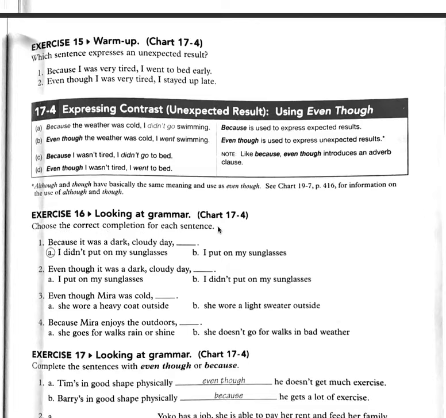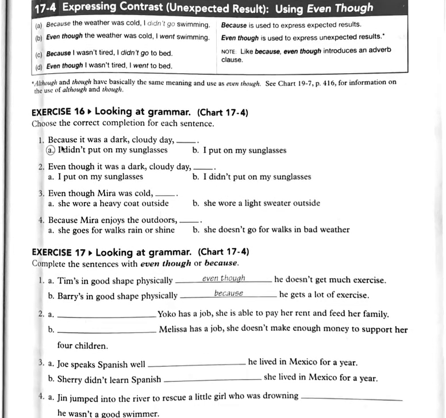Choose a correct completion for each sentence. Okay? Because it was a dark, cloudy day, I didn't put on my sunglasses. That's expected. You don't need sunglasses on a dark, cloudy day. Number 2, even though it was a dark, cloudy day, what do you think? I put on my sunglasses. I didn't put on my sunglasses. This is going to be letter A. I put on my sunglasses. Because that's unexpected to wear sunglasses on a dark, cloudy day.